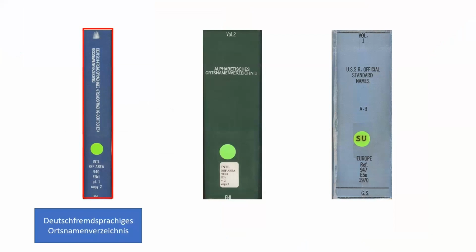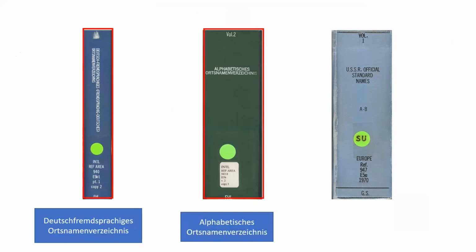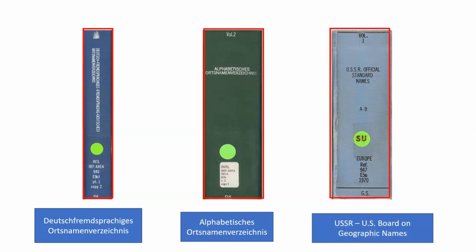The first one is the Deutsch Fremdsprachiges Ortsnamenverzeichnis, translated as the Register of Locality Names from German to the foreign and from the foreign to German. The second one is the Alphabetisches Ortsnamenverzeichnis der deutschen Ostgebiete unter fremder Verwaltung, translated as the Alphabetical Register of Localities from German to the foreign locality names. The last one is the USSR-US Board on Geographic Names.